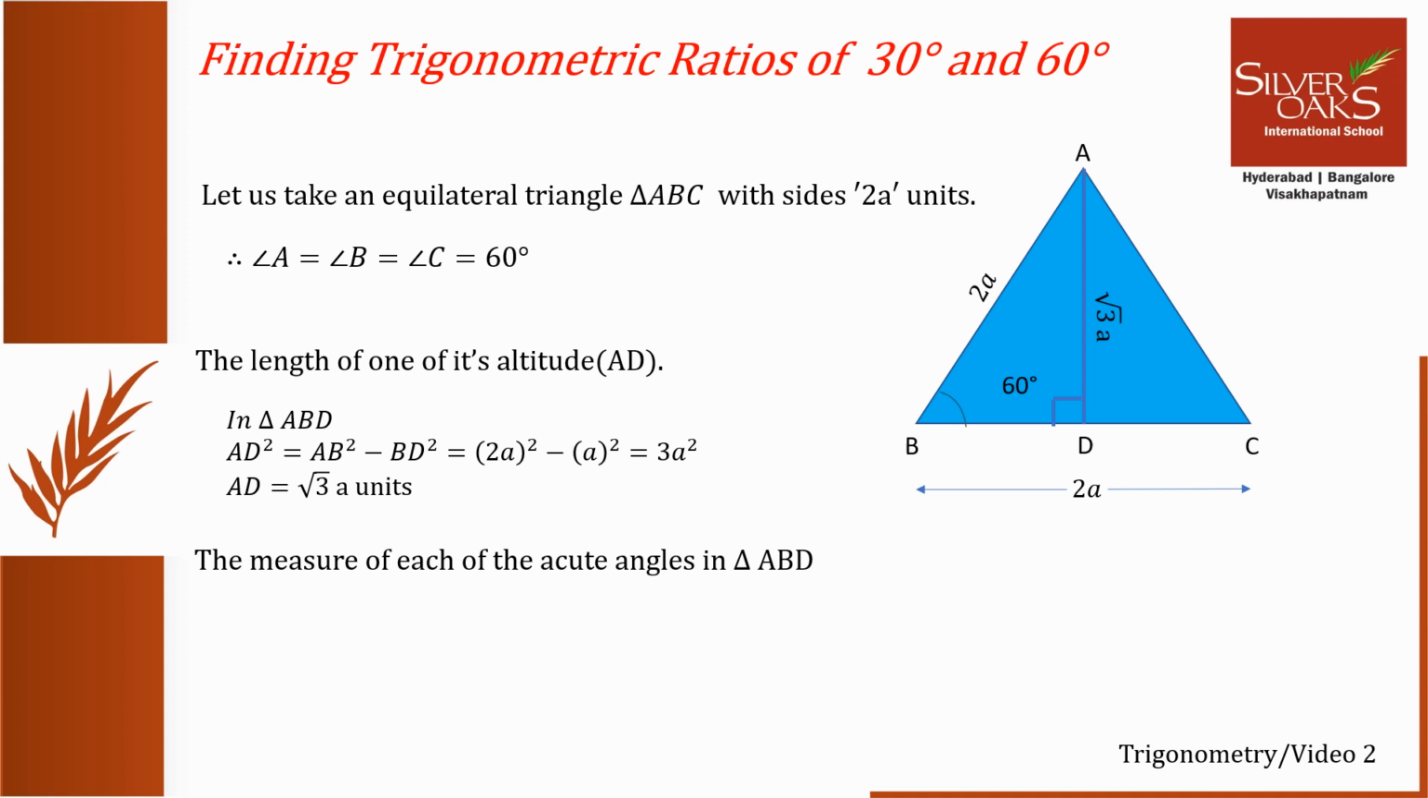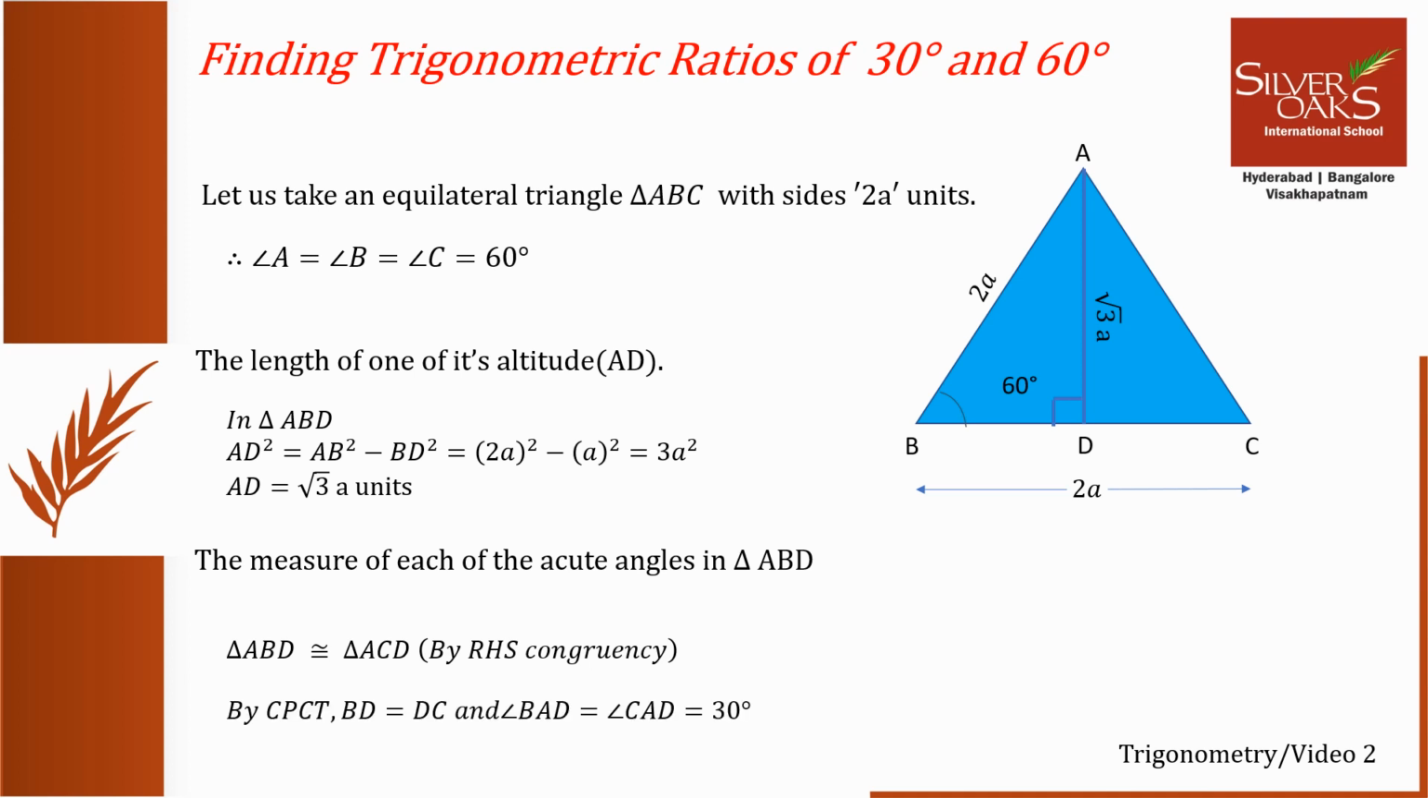Now the measure of each of the acute angles in triangle ABD. Triangle ABD and triangle ACD are congruent to each other by RHS congruency. Then by CPCT we can say BD is equal to DC and angle BAD is equal to angle CAD, which is equal to 30 degrees. Now let us take the triangle ABD and find the trigonometric ratios for 30 degrees and 60 degrees.